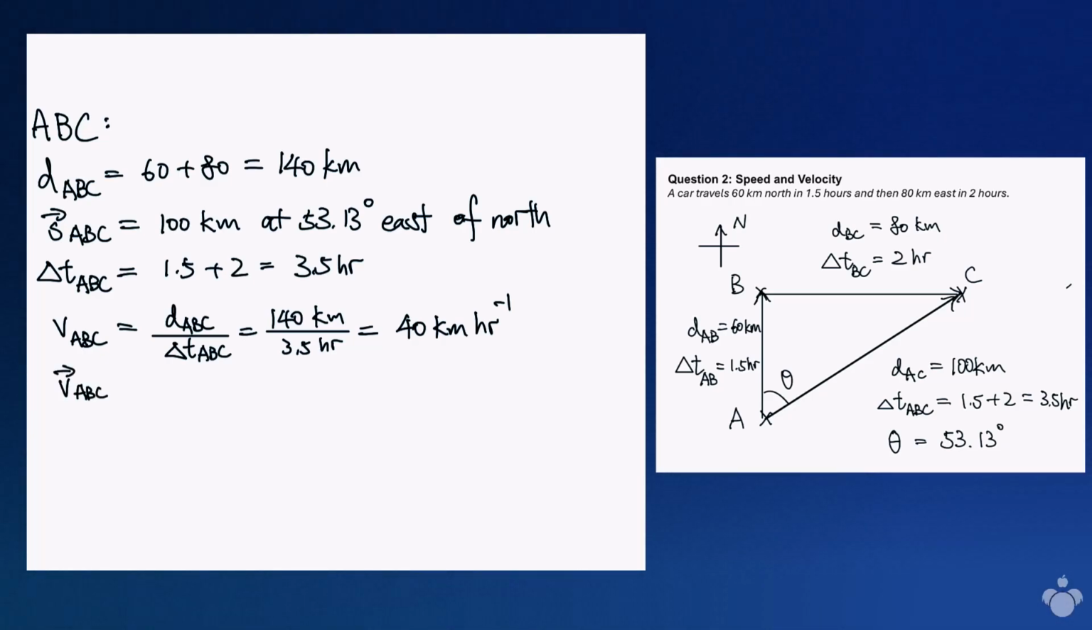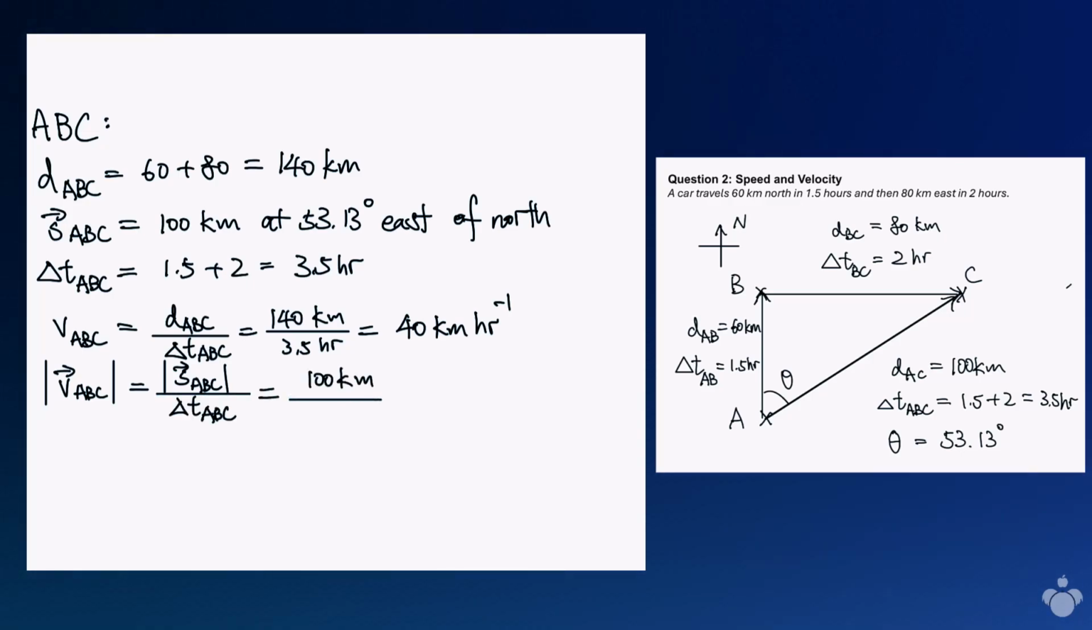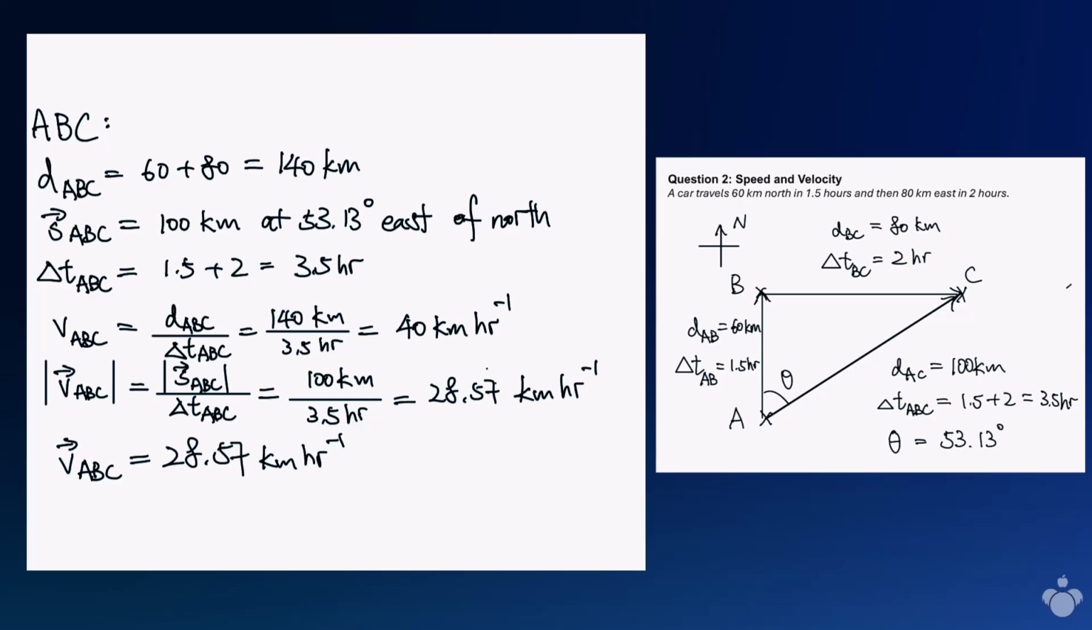To represent the magnitude, we use absolute value signs. The magnitude is the total displacement divided by delta T ABC. With a total displacement of 100 kilometers and a total time of 3.5 hours, this gives us 28.57 kilometers per hour. When combined with the direction, the average velocity for the entire journey ABC is 28.57 kilometers per hour at 53.13 degrees east of north.